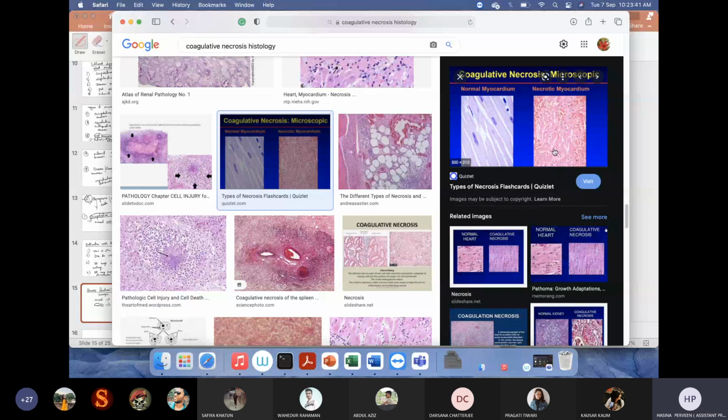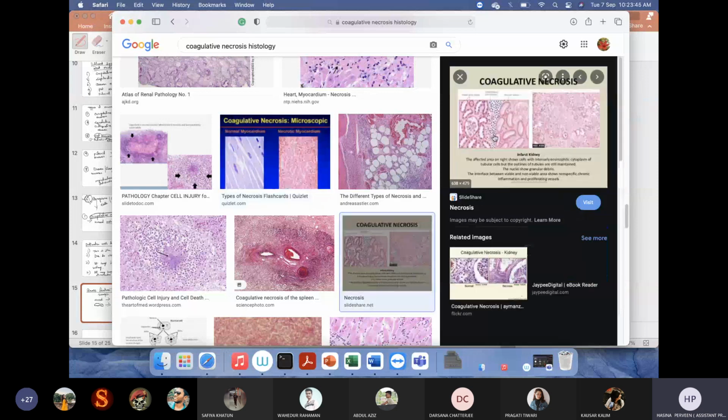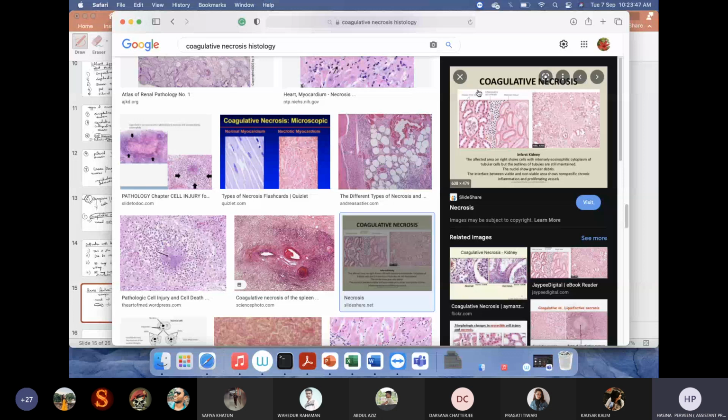in histological purposes. Okay, this is another type of coagulative necrosis, and here different types of cell formation, and this is the kidney cells.